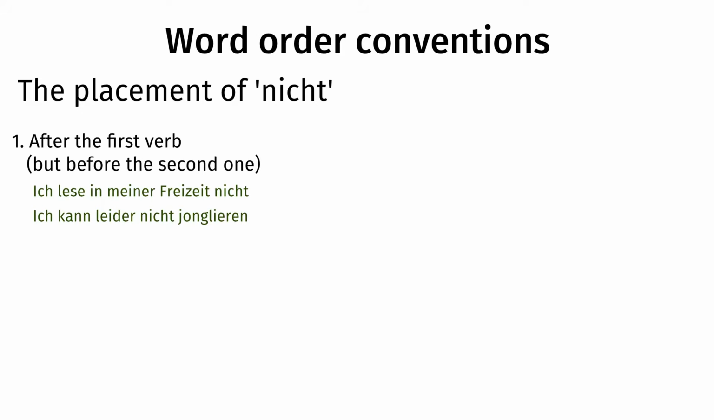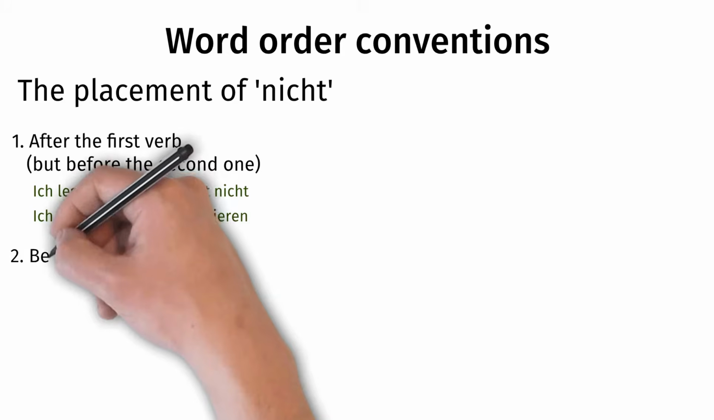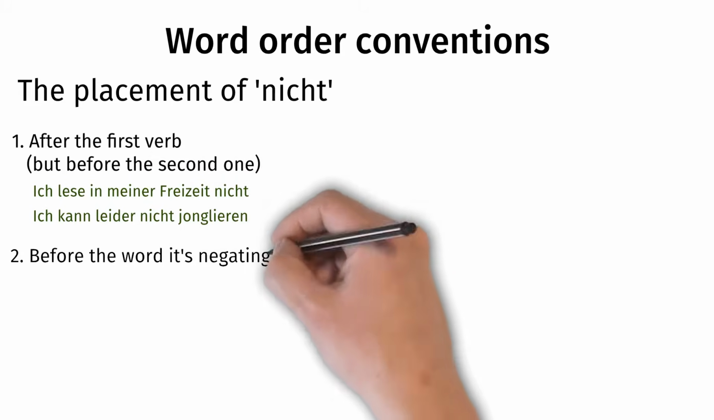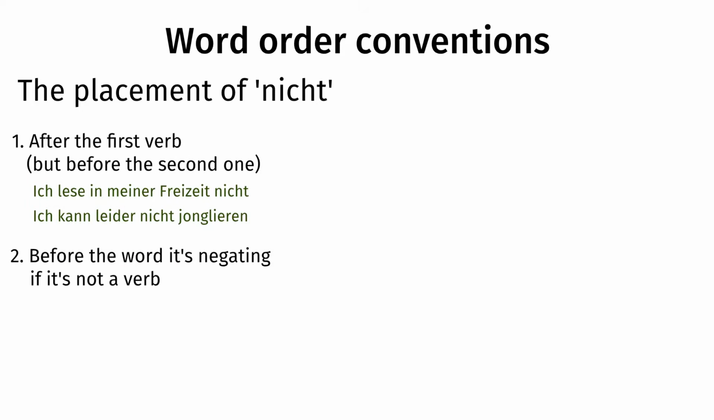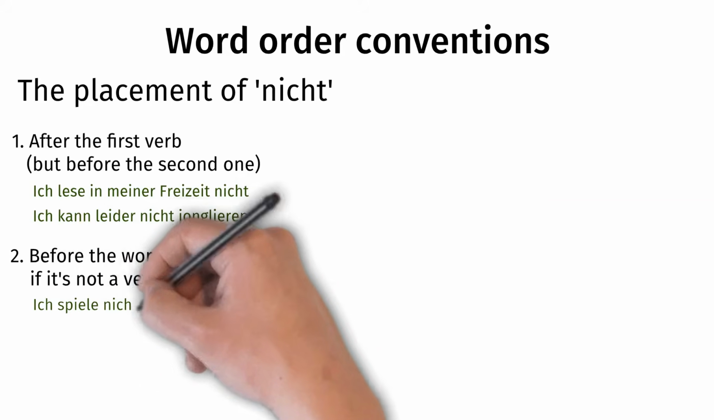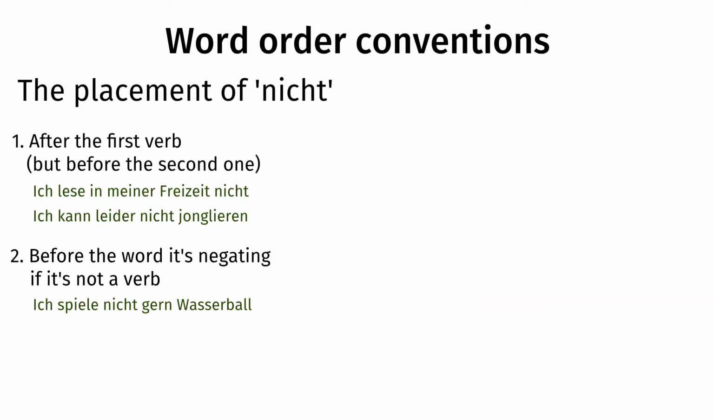But like English, there's another emphasis that you could have with the word not. Nicht could go before the word it's negating if it's not a verb. Look at these examples. Ich spiele nicht gern Wasserball. I don't like to play water polo. Now in this sentence, the nicht is referring to the gern. You're saying not gladly. And so it goes before that word that it's referring to if it's not a verb.